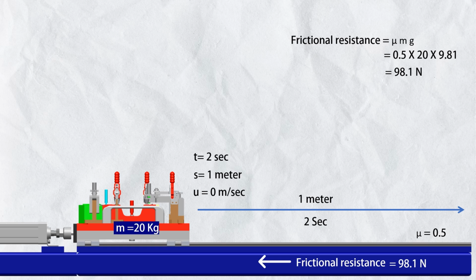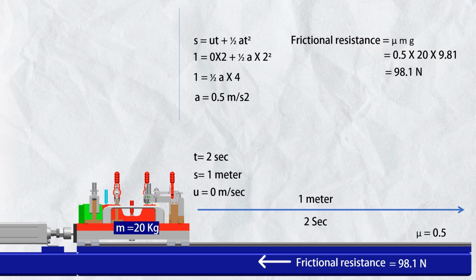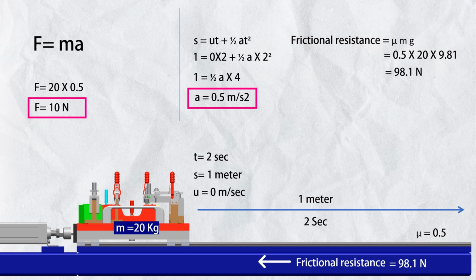So to calculate the required acceleration, we can use the linear motion equation S equal to ut plus half at square. Put the values. So acceleration is 0.5 meter per second square. And now we can use Newton's second law formula, F equal to ma. The mass of the fixture is 20 kg and the acceleration is 0.5 meter per second square. So F equal to 10 Newton. So this is the unbalanced force required to achieve the desired acceleration of 0.5 meter per second square so that the fixture could cover 1 meter within 2 seconds.